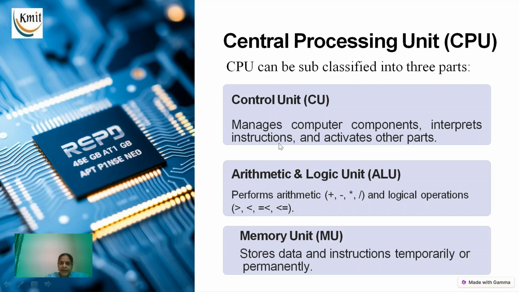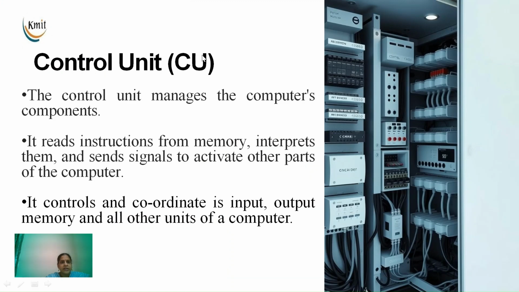We'll see in detail the control unit. The control unit manages the computer components. It reads the instructions from the memory, interprets them, and sends the signal to activate the other parts of the computer. Based on the instructions stored in the memory unit of the computer, the control unit is going to understand or interpret the information present in the instructions and understand what operation has to take place. Based on that, it sends the signals to all other parts to perform that particular operation.